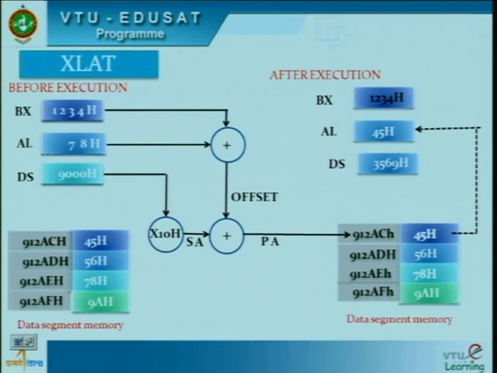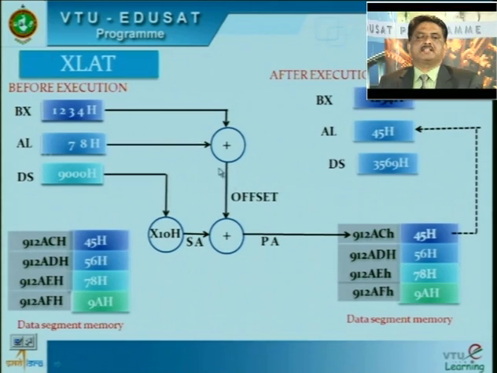This is basically how the physical address is calculated: the segment base is multiplied by 10, giving the starting address of the segment, to which the offset is added. The offset is obtained from two components, BX and AL. After adding these two, I get an offset that is added to the starting address of the segment to obtain the physical address.